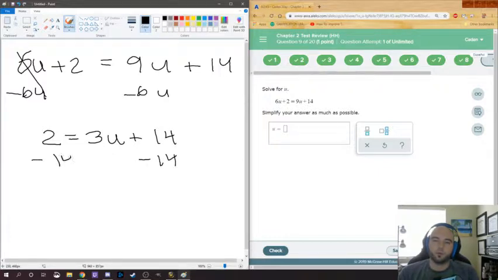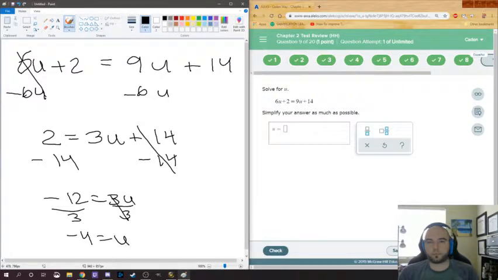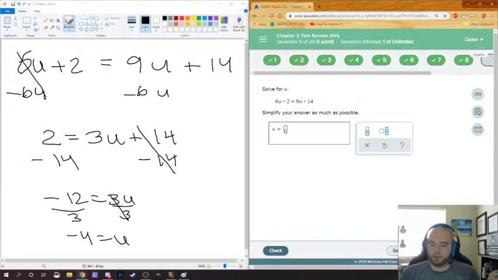Okay, I'm doing all the normal steps here. So I moved 6u to both sides, from one side to the other side, essentially. 9 minus 6 made 3. Then I minused 14, and then that became negative 12, and I divided by 3, and then that made negative 4. The end.